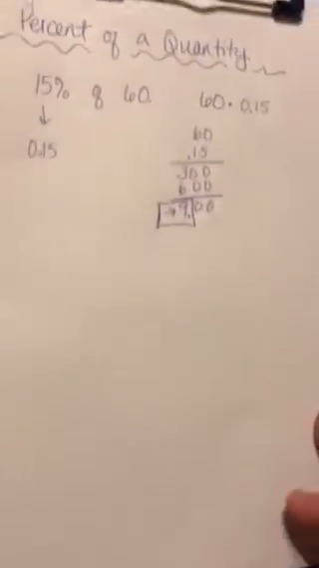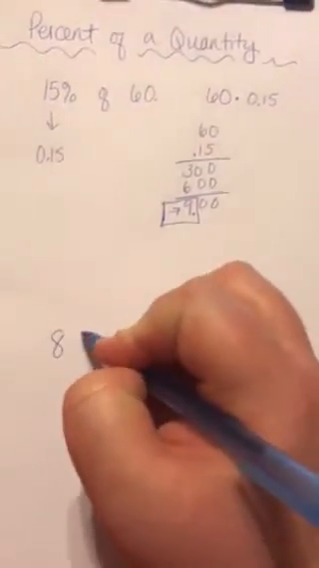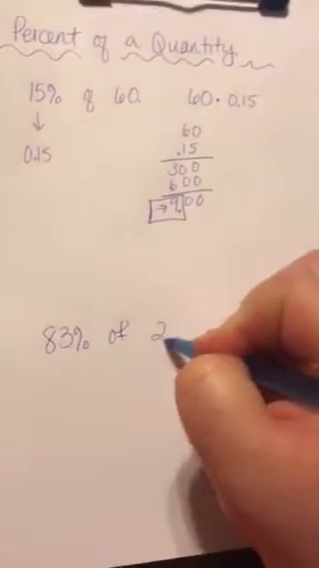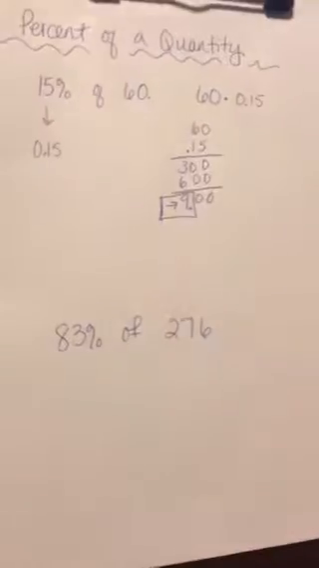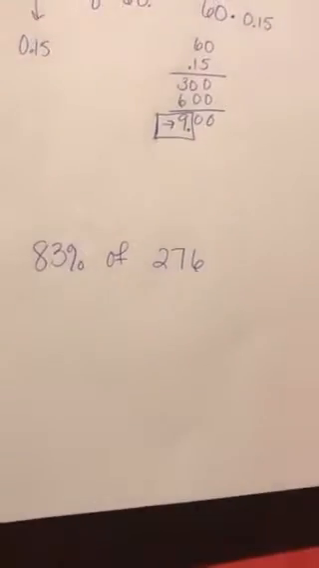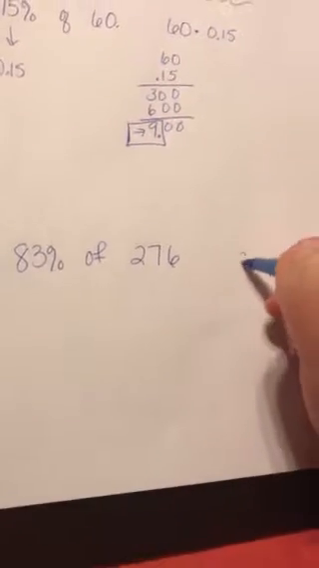Okay, so now let's do another one. Let's say 83% of 276. Okay, it's kind of a random number. So 83% of 276. Okay, so we could do the same procedure.